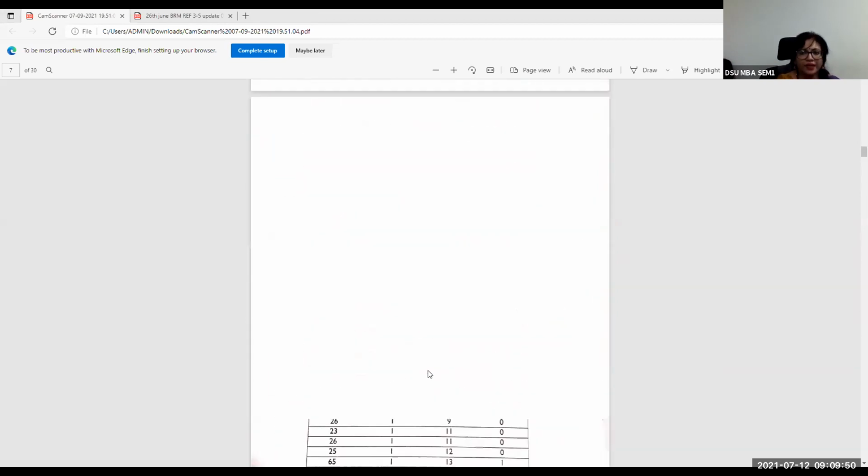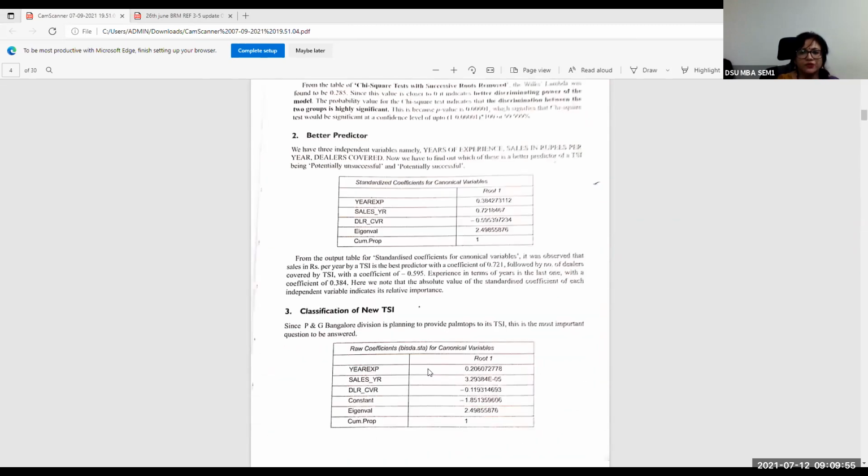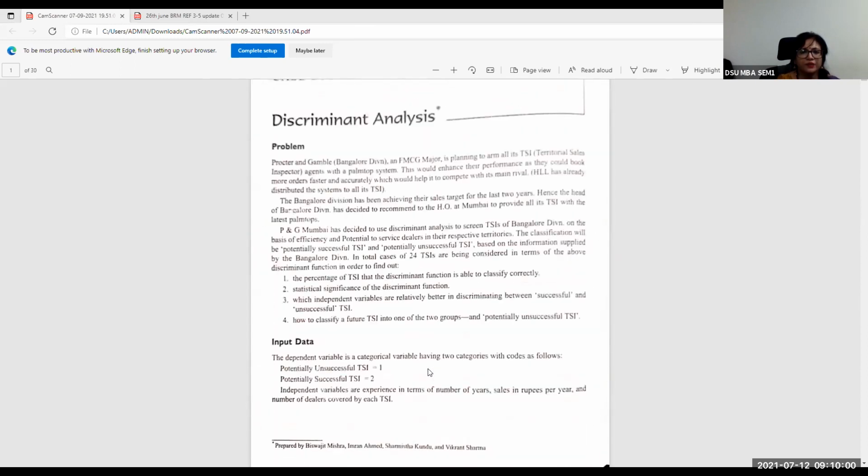All right. Quickly, if you look at the way in which discriminant analysis works, if you see the previous example for the purpose of comparison, the discriminant analysis that we had done in the previous class was about a company trying to categorize the territorial sales inspectors by whether they were effective or successful, or whether they were not effective or not successful. Because the purpose was they would like to arm them, to give them a pumped up system which would enhance the performance of these TSIs.